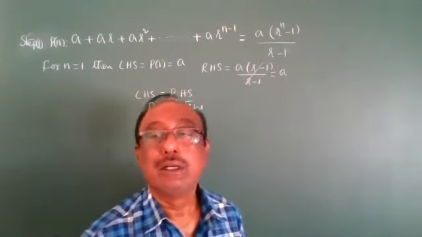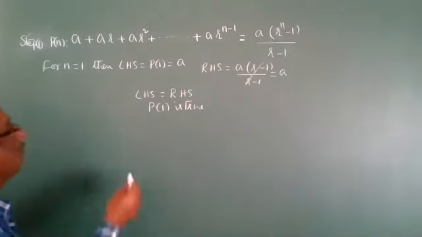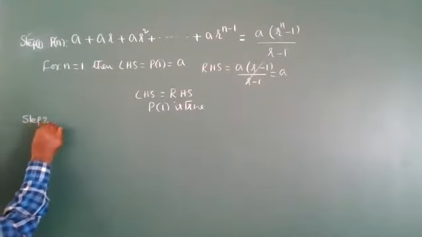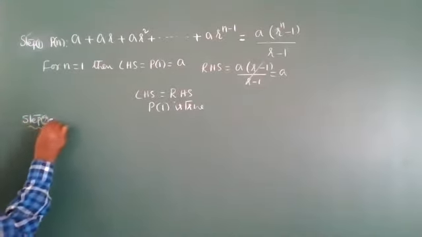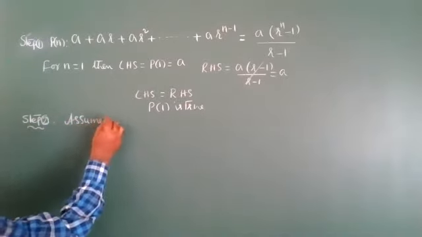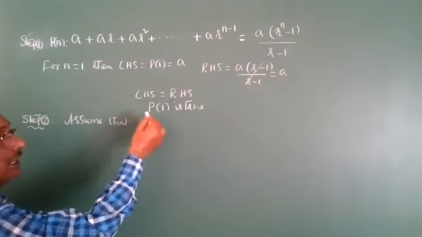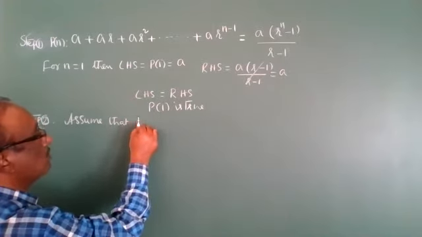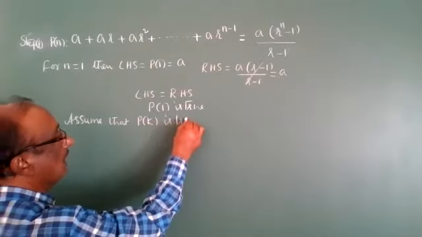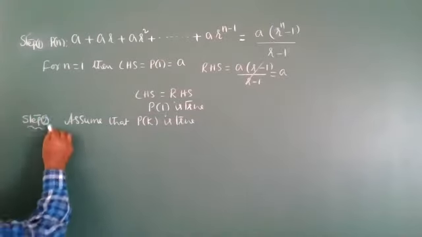All right. Everyone, go through step two. Step two is: assume the principle of k numbers. Assume that not only one number, but two numbers, three numbers, four numbers. So assume that P of k is true. Principle of k numbers is true.